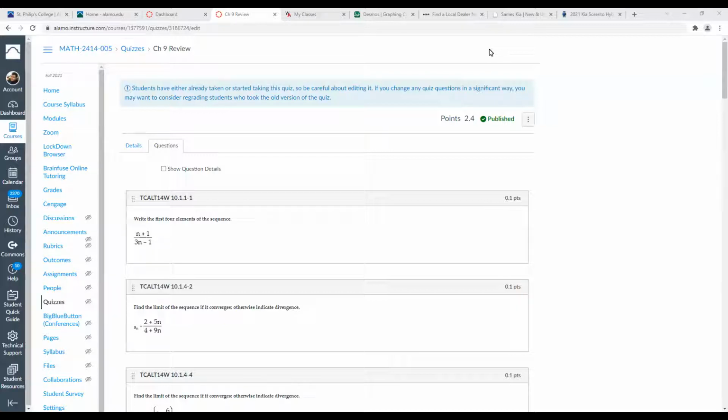Write the first four elements of the sequence: n plus 1 over 3n minus 1.